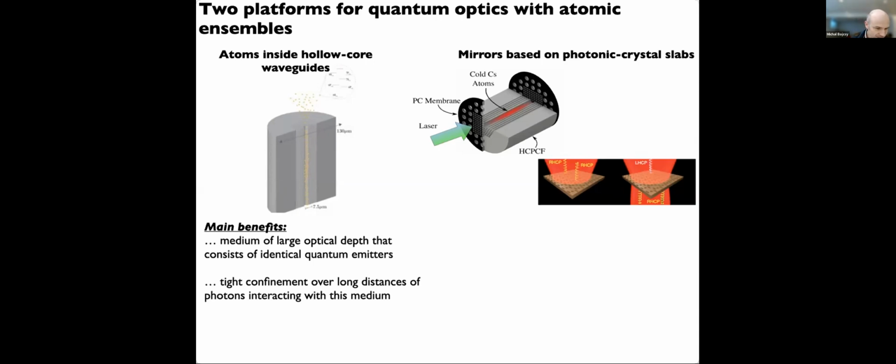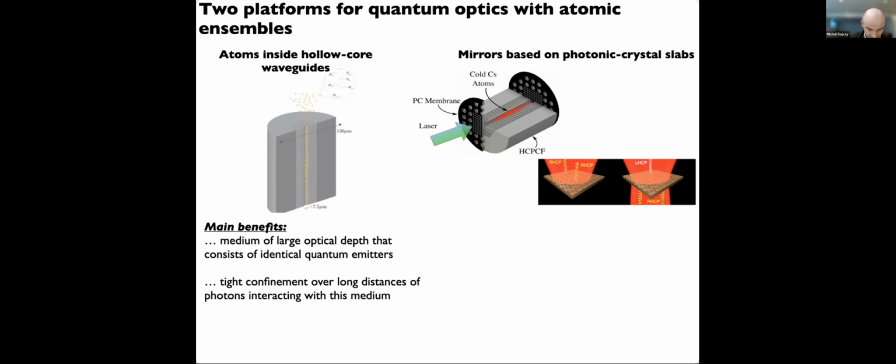The other benefit that you get is a very tight confinement, or fairly tight confinement over long distances, for the photons that interact with the medium. Now the photons propagate in a waveguide, so they stay focused for as long as your waveguide is, to sizes at the micrometer or tens of micrometer scale.